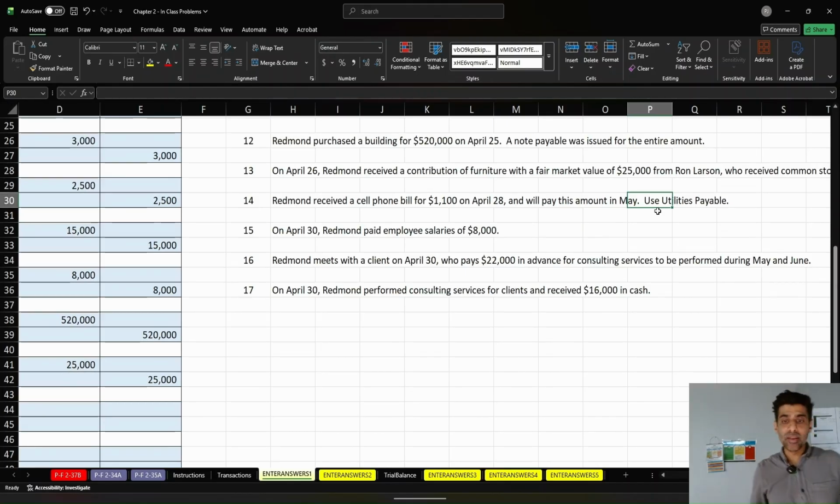Well, what is utilities payable? Is it an asset? Is it a liability? It's a liability, and when liabilities increase, is that a debit or a credit? Credit, right? So utilities payable will get credited. What should we debit?